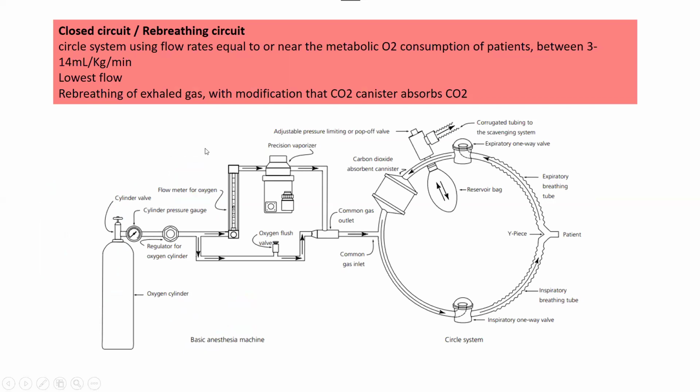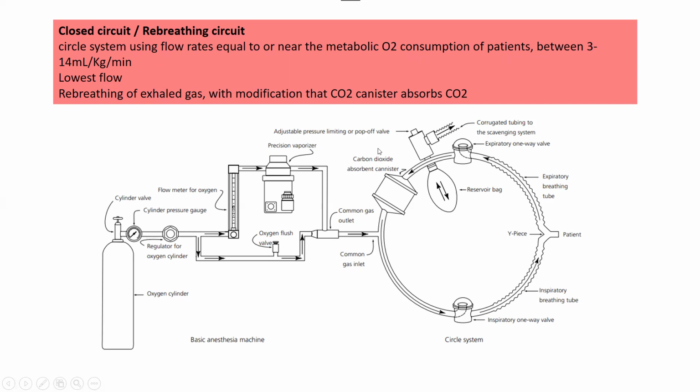Basically, the image you are seeing here is of the closed or rebreathing circuit. It is a circle system that uses flow rates equal or near to the metabolic oxygen consumption of the patient, that is between 3 to 14 ml per kg per minute. So it operates at 3 to 14 ml per kg per minute, and it has the lowest flow rate. Rebreathing of the exhaled gases occurs with the modification that a carbon dioxide canister absorbs the carbon dioxide.